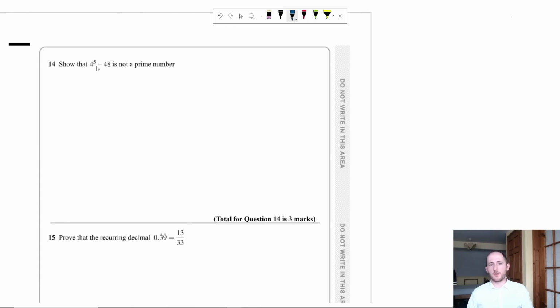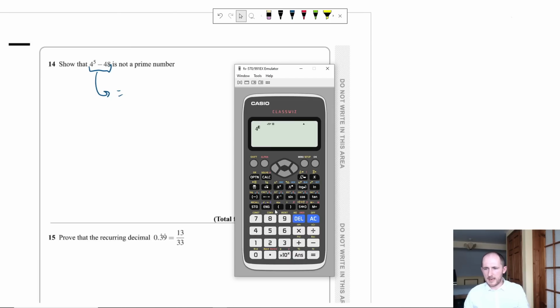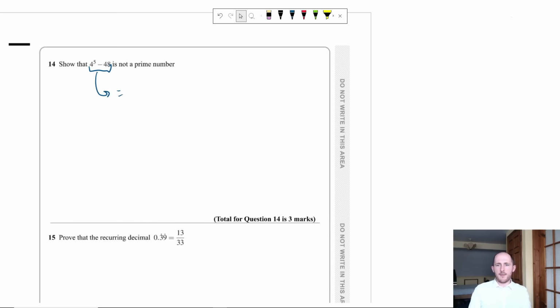For this question, it's one of those kind of calculator use questions. It's not that bad, but they also mix it in by putting a definition question, prime number. So all you want to do is you want to work this out on your calculator. So let's do that. You've got 4 power 5 minus 48. Gives me 976. And then they rely on you knowing what a prime number is. A prime number is a number that can't be divided by anything except itself and 1.